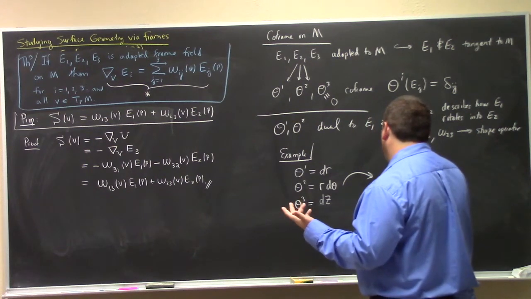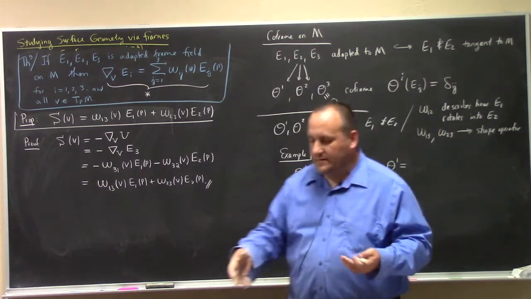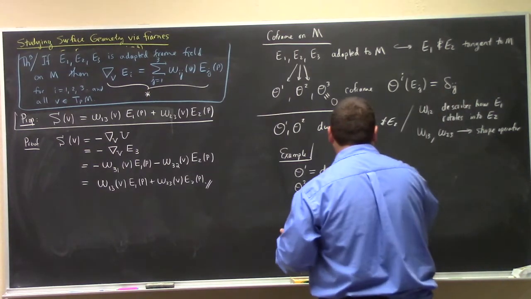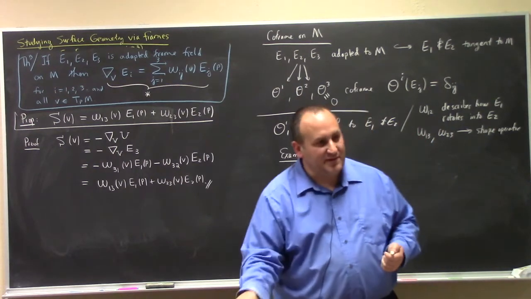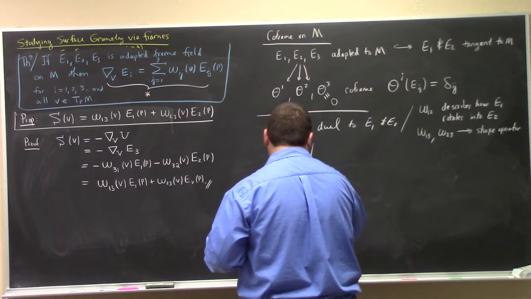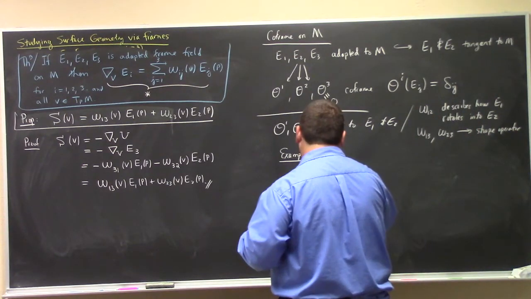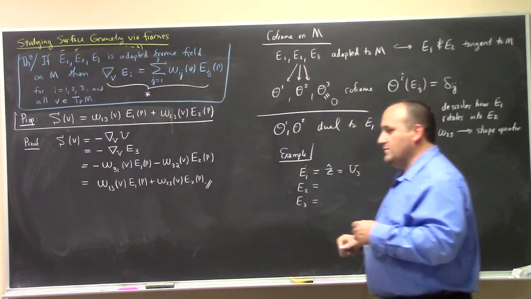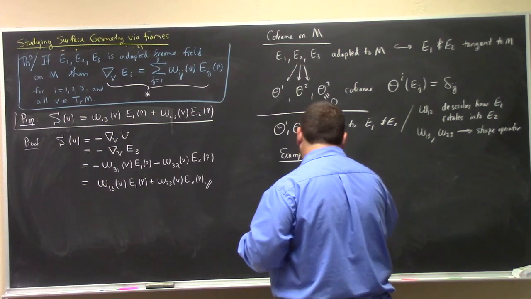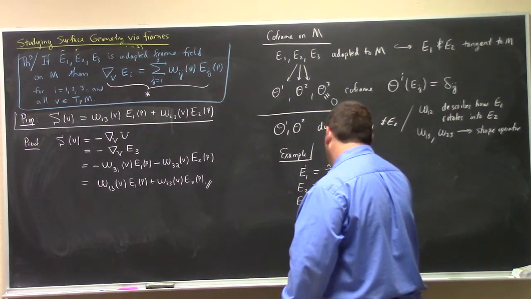I think we should just say what? Theta 1 is, well, I guess it depends on what our, my notes are not helping me at the moment. So you guys, remind me here, what did we have for E1 and E2 and E3 for the cylinder? E1 for the cylinder was Z-hat, or U3. And E2 was 1 over R, Y, minus X, 0. E3 was X, Y, 0, or 1 over R, X, Y, 0.